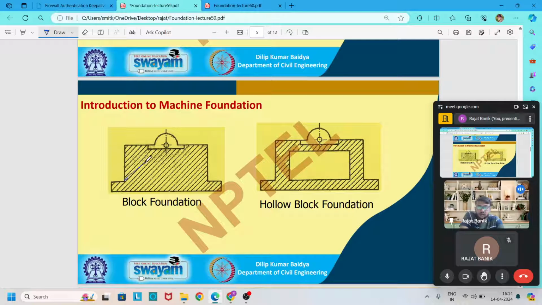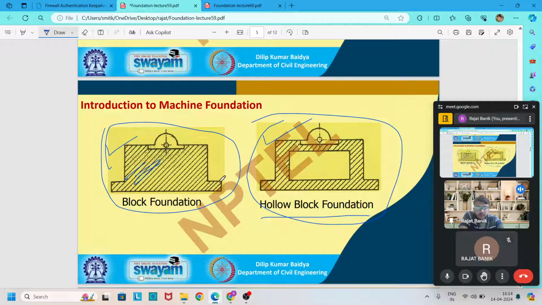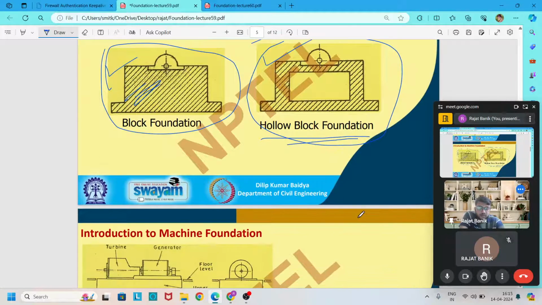Then there is a shape of different types of block foundation. The block foundation is a solid block and hollow block foundation. So we either use this type or this type. If we use this type, the mass of this foundation is more than this type of foundation, but we need to maintain the mass but increase the contact area. Then we use this hollow block foundation.